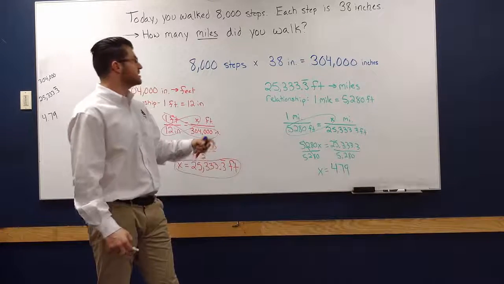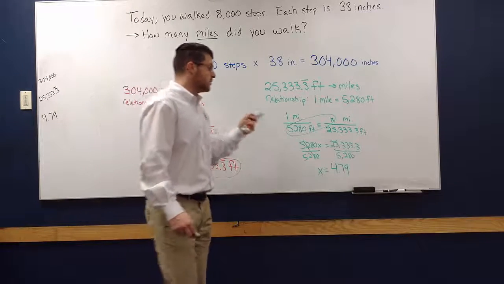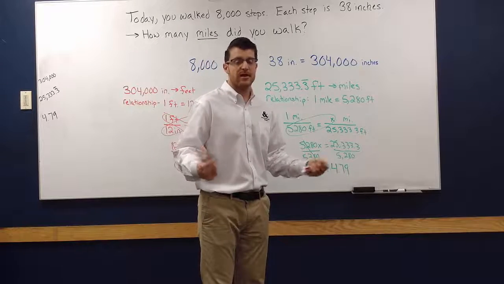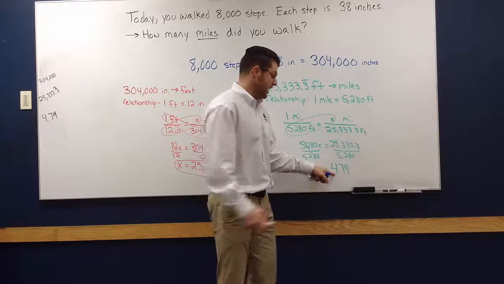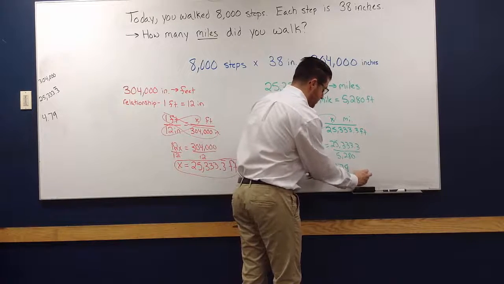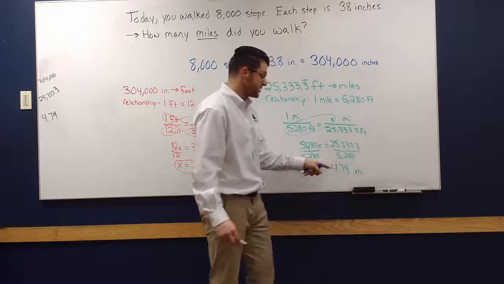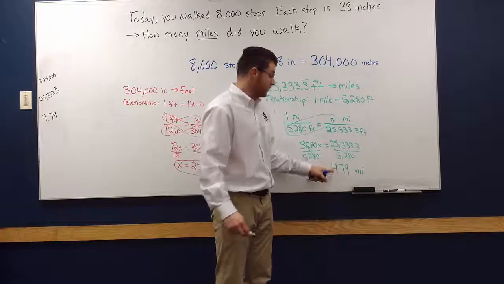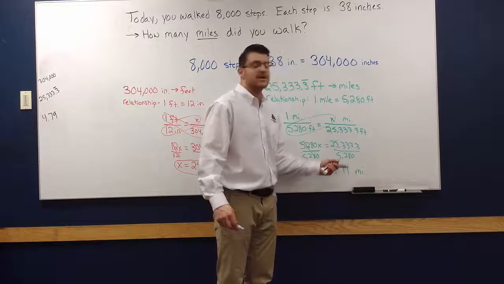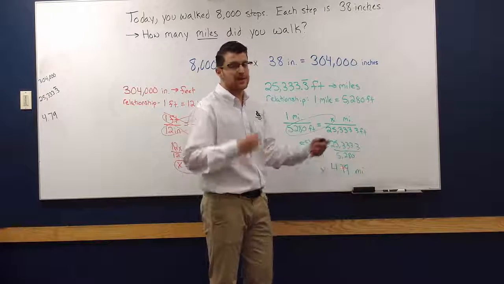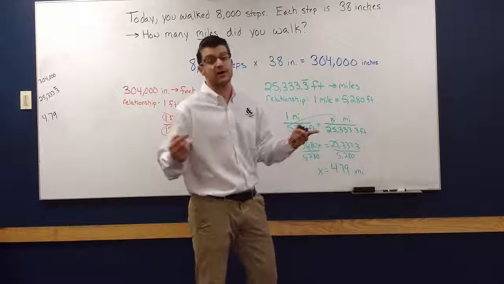Now, this doesn't say how to round. Going forward, it will tell you how to round. Maybe it says nearest mile, and it would be 5 miles. Maybe it says nearest tenth, it'd be 4.8 miles. Maybe it's nearest hundredth, and you keep it at 4.79. It's all based on the scenario and how accurate you need to be.